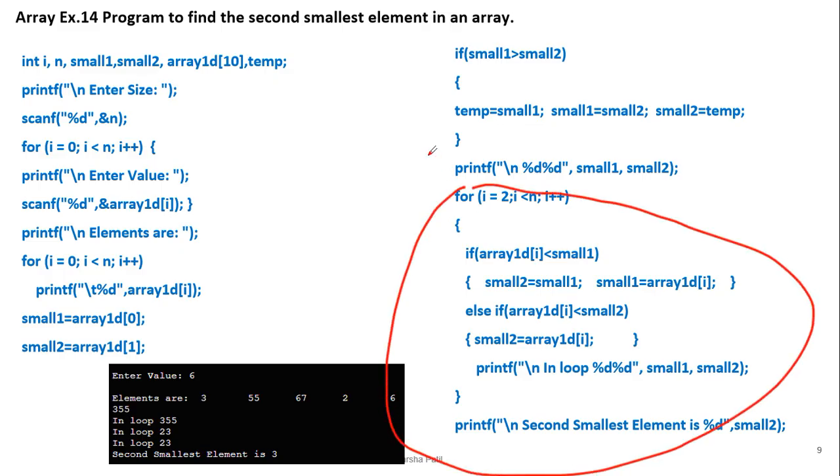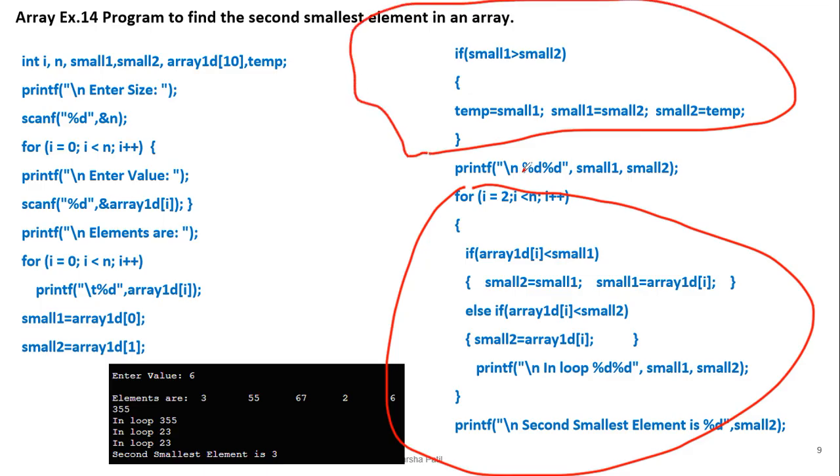And here we require to make small 1 the smallest element. So if small 1 is greater than small 2, we require to change. Yes, why? Because small 1 should be the smallest element, so it should be smaller than small 2. But if it is not, we are swapping. Otherwise the program is the same for the second largest and second smallest, only in the loop instead of the greater than sign it will come as a less than sign.